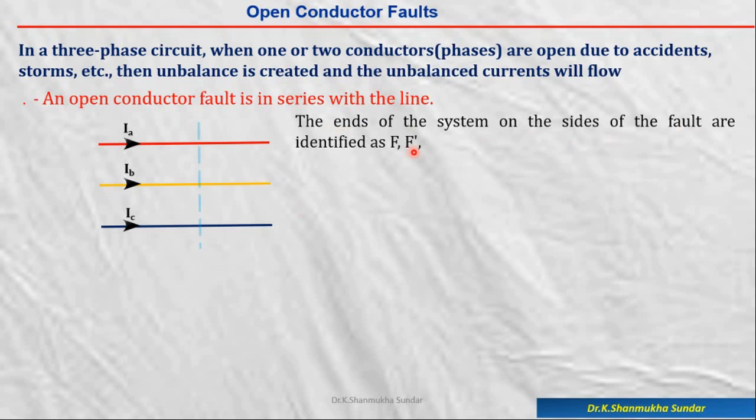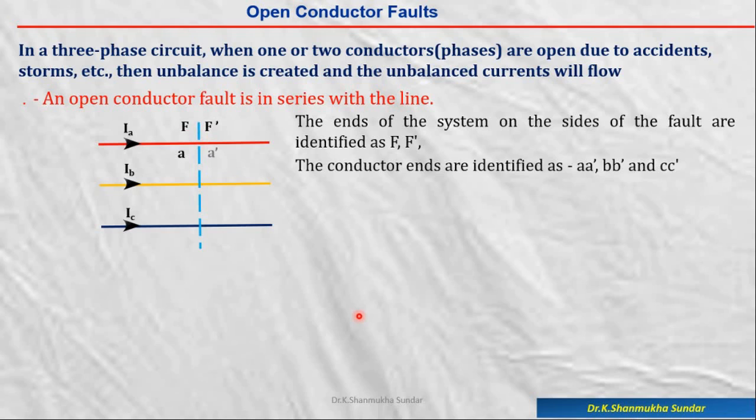Now, assume this is the position where the fault has occurred. Therefore, the ends on either side of this fault are represented as F and F dash. Read this one as F dash. Is it clear? So the ends of the system on the sides of the fault are called F and F dash. Now, the conductor ends are identified as A, A dash, B, B dash and C, C dash. Is it clear?